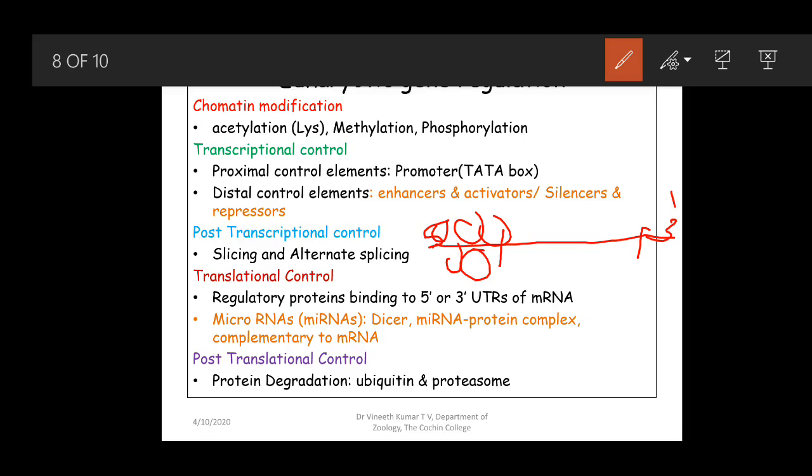The last one is post-translational control. That means a protein is produced, and now that protein has to be degraded, or the function of the protein is over. An enzyme was produced.